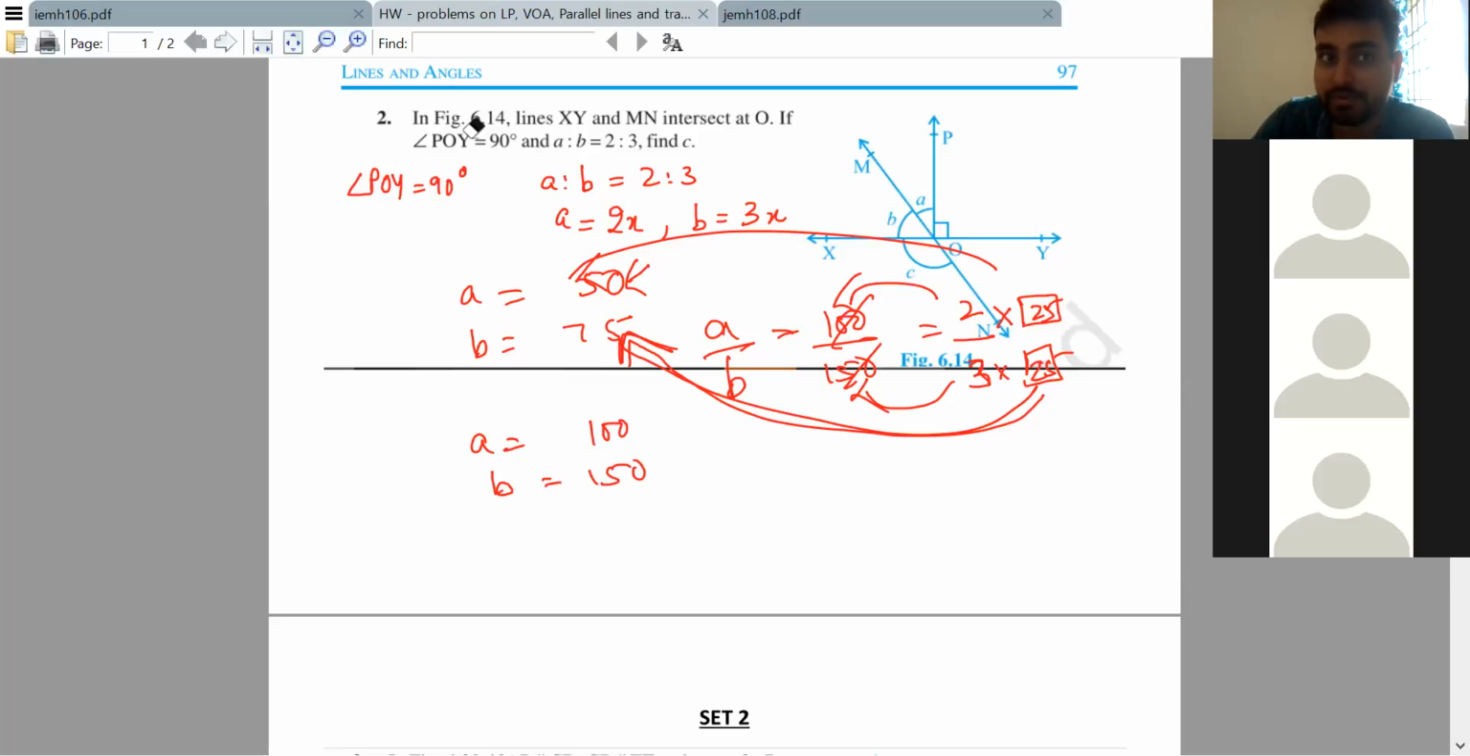That is the reason for us taking A as 2x and B as 3x, because whatever it is, when I take A by B and simplify, I'll get 2 by 3.